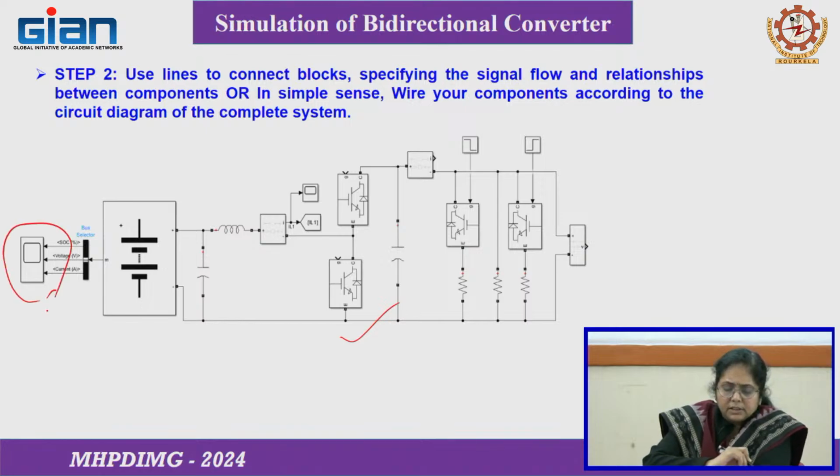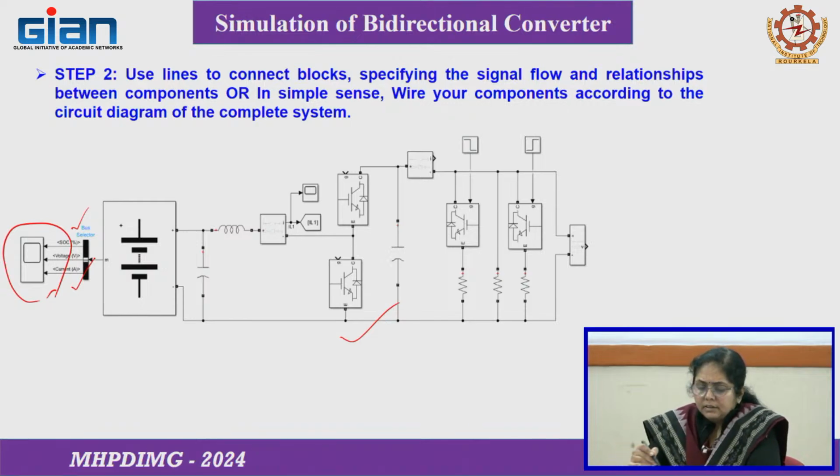Here the scope is connected which is showing all the battery parameters: SOC, the voltage and current of the battery. This is the inductor current, for which you have connected another scope here. And these are the switches you have used to connect and disconnect the loads, they are not actual switches.